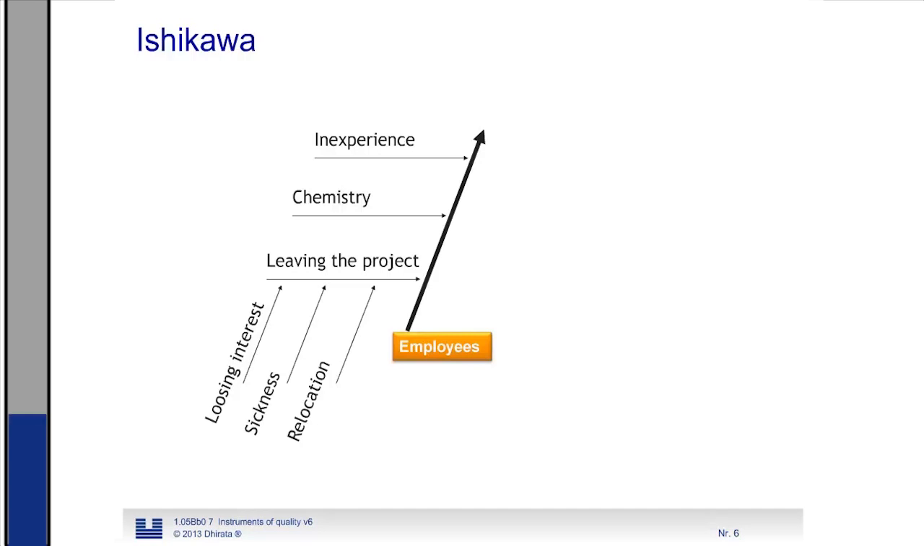Now this diagram, the Ishikawa diagram, does not give you a solution, but it gives you a probable cause. Once you're behind the cause, then you can think about where to find your solution and how to implement this.